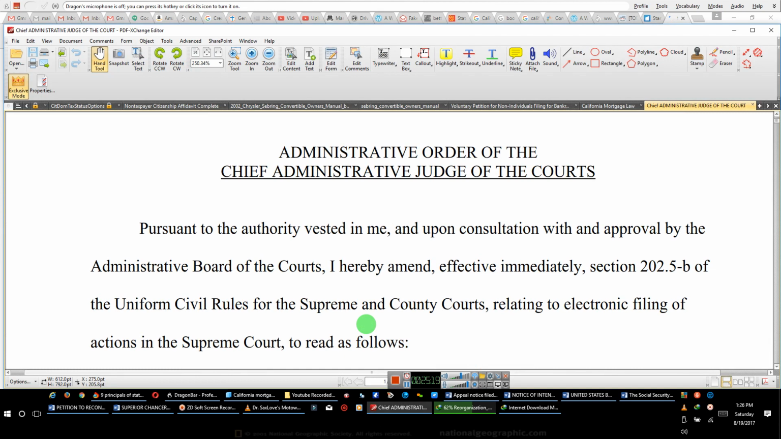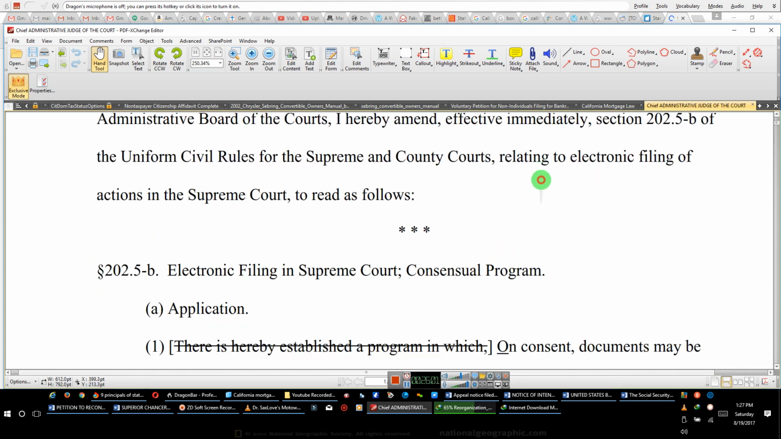Ladies and gentlemen, pay attention to this. Administrative order of the Chief Administrative Judge of the Courts. When I tell you that the judges are all administrative officers: pursuant to the authority vested in me and upon consultation with and approval by the Administrative Board of the Courts, I hereby amend, effective immediately, section 202.5-B of the Uniform Civil Rules of the Supreme and County Courts related to electronic filing of actions in the Supreme Court to read as follows.